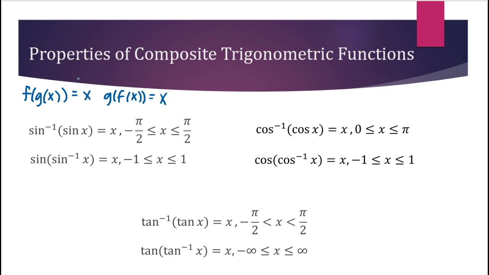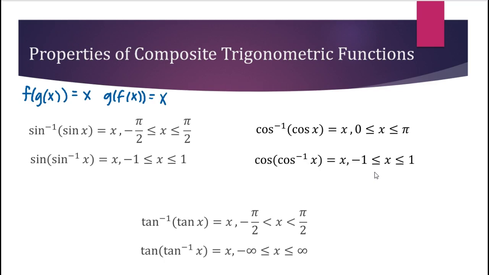And then we can look at the same thing for cosine inverse of cosine x and cosine of cosine inverse of x. The only way it's going to cancel and give us x is if we fall in the appropriate range of values for cosine inverse. So cosine inverse we just learned was quadrants 1 and 2, so 0 to pi. And since the outer function's cosine, the range of cosine is negative 1 to 1.